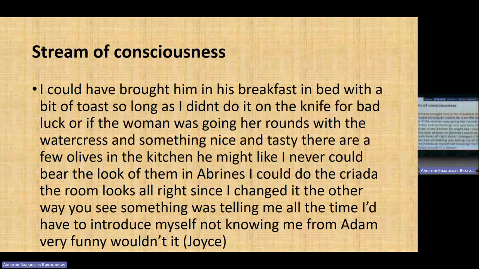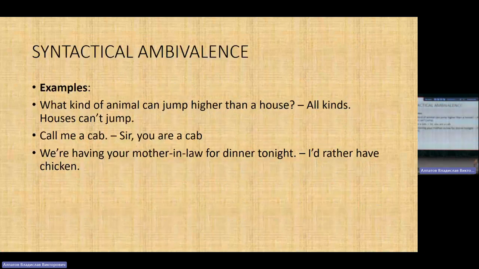I could have brought him in his breakfast in bed with a bit of toast, so long as I didn't do it on the knife for bad luck, or if the woman was going her rounds with the watercress and something nice and tasty. There are a few olives in the kitchen he might like. I never could bear the look of them in our brines. I could do the criada, the room's looks all right. Since I changed it the other way, you see, something was telling me all the time I'd have to introduce myself, not knowing me from Adam, very funny, wouldn't it?